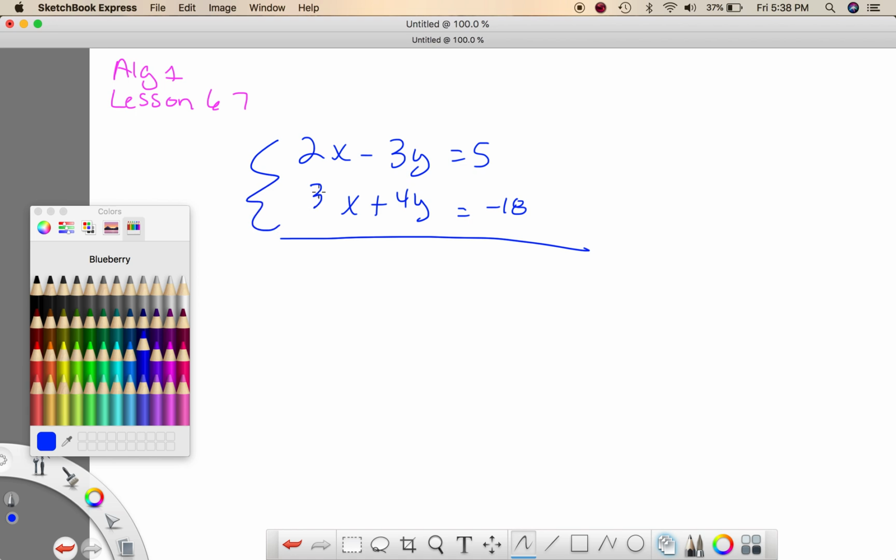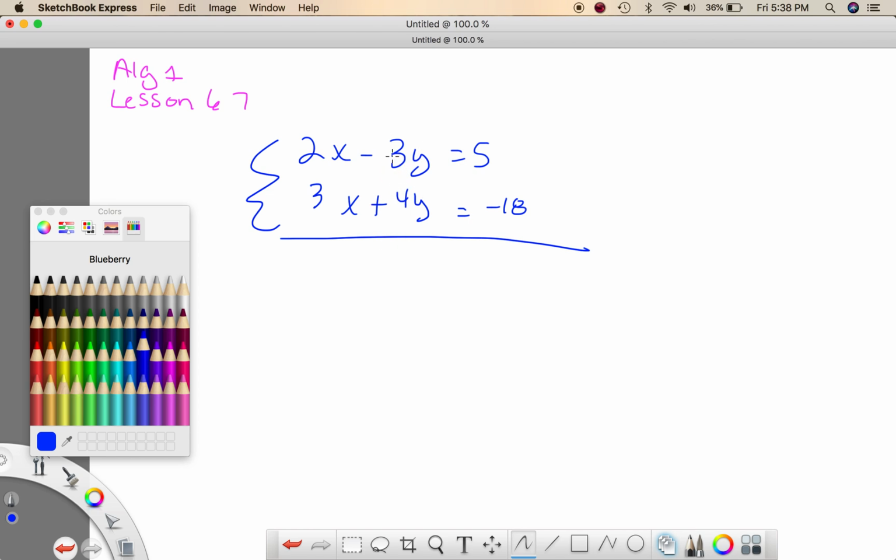So here my coefficients are 2 and 3, -3 and +4. Now my signs are opposite. However, these two numbers are not the same. And if I had one, either -1 or +1, it'd be real easy. Then we would just multiply one of the equations by whatever the other coefficient is. So basically, we're getting a least common multiple between the coefficients.